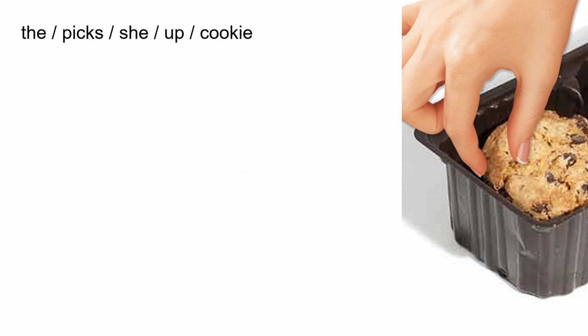Now we have 5 words. The, picks, she, up, cookie. And then she is the subjective case, subjective pronoun. And then picks. When we use pick, usually we use up together. It's a phrasal verb. She picks up the cookie.